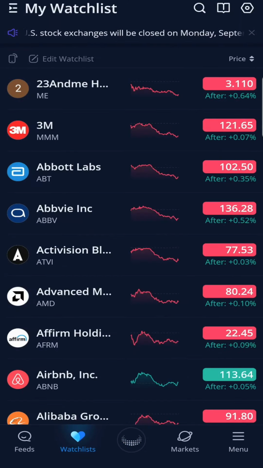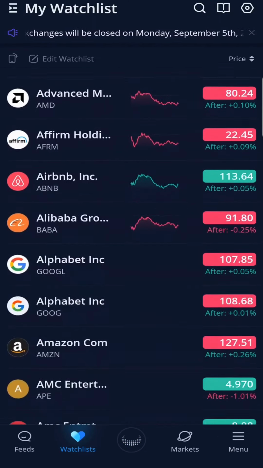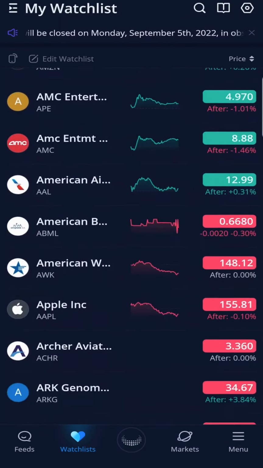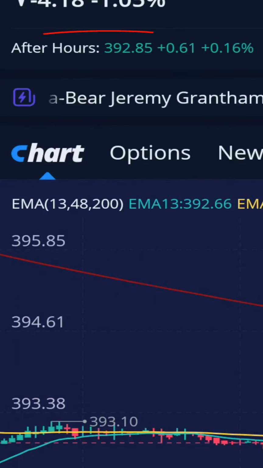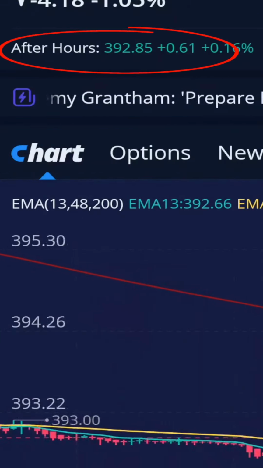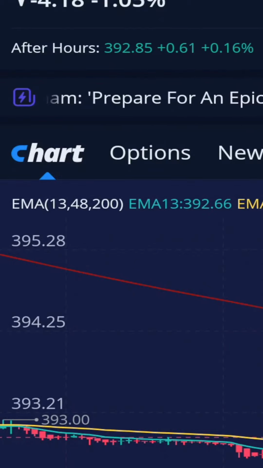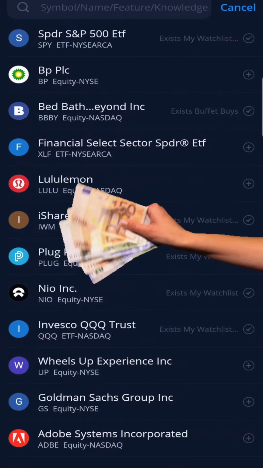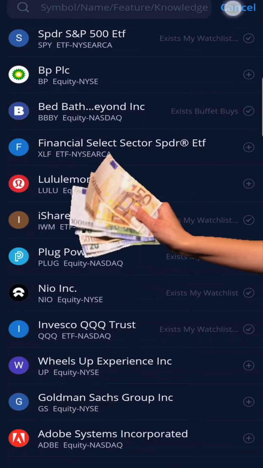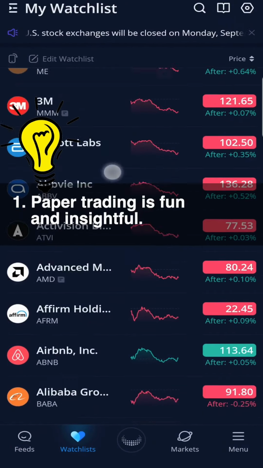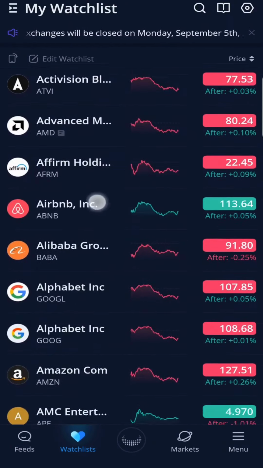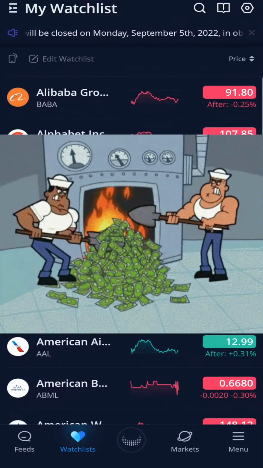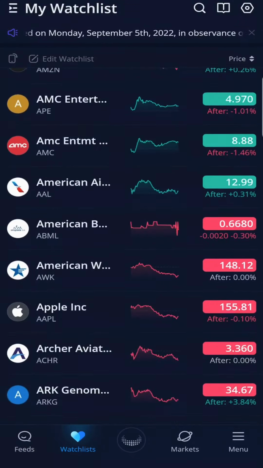A quick look at the general market, and it looks like some companies turned green in the aftermarket. A glance at SPY confirmed this as it closed at $392.85, up 61 cents. This week I paper traded options on Apple and SPY. Tip number 1. Paper trading is fun and insightful. You don't lose real money. I've been losing a lot of real money on these 2 options.